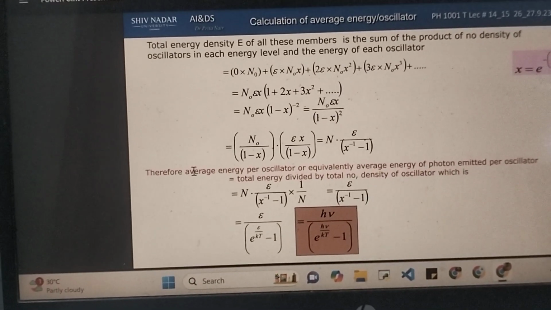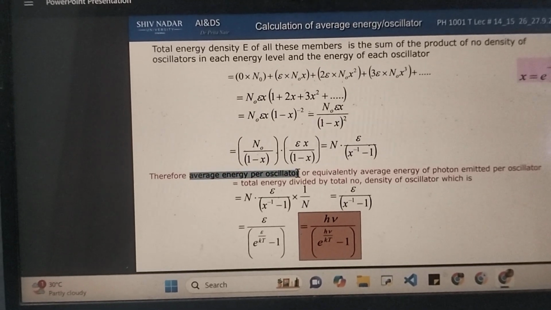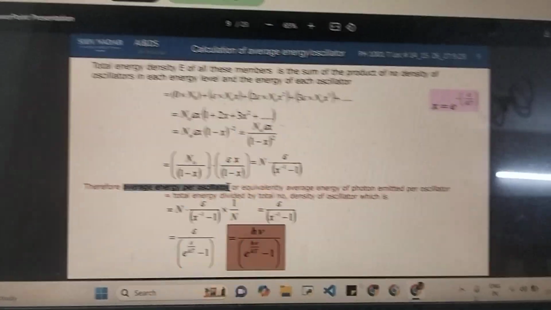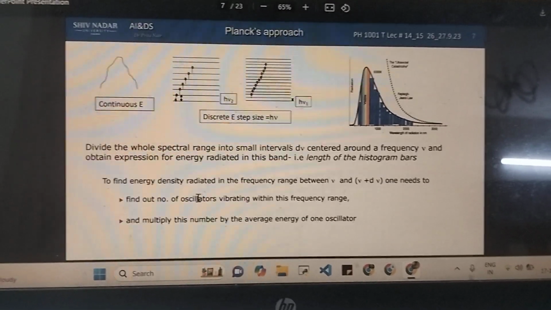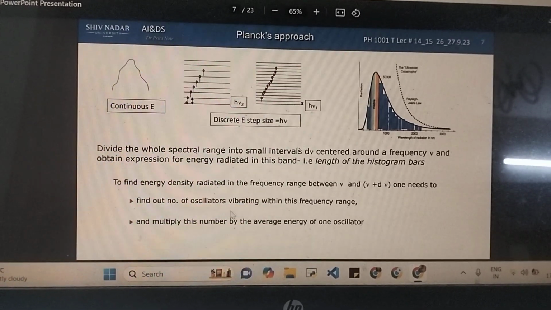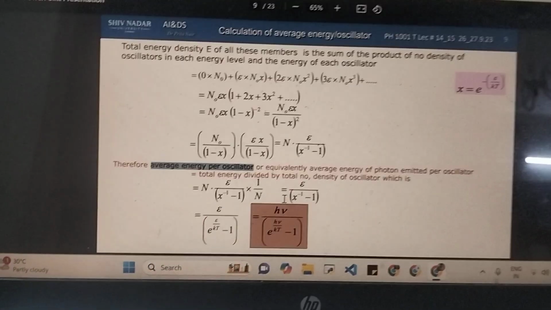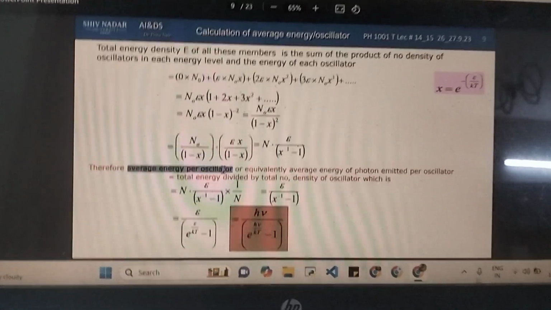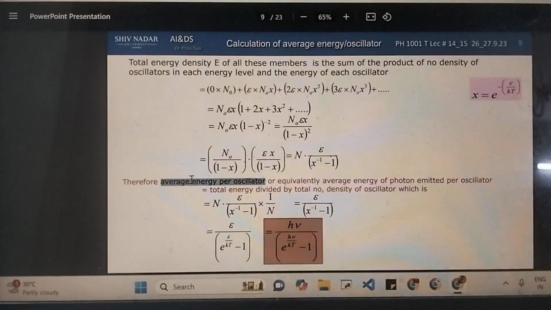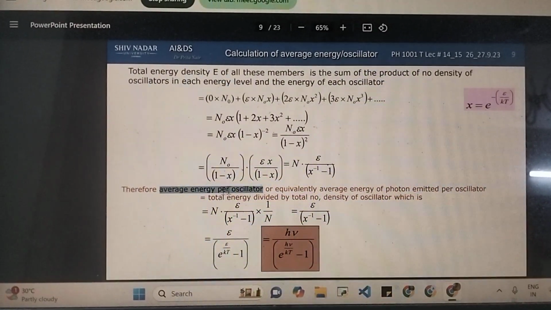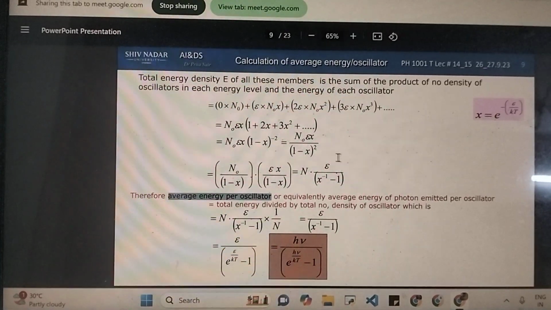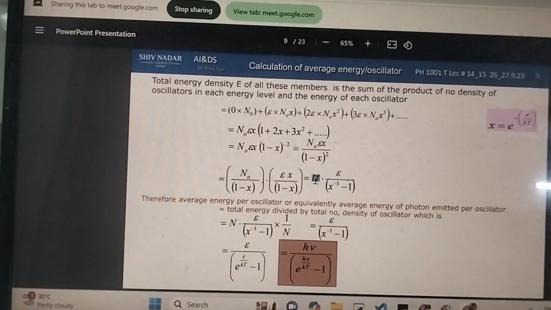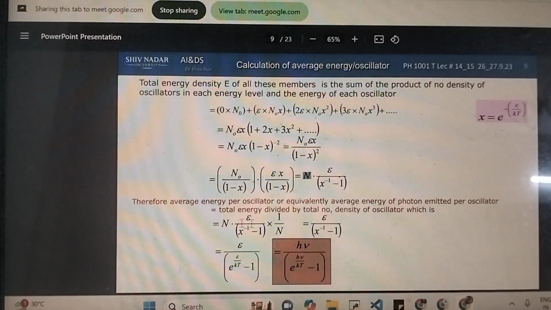Now what he wants to find out is average energy per oscillator. Remember, he wanted to find out two things: average energy of one oscillator and the total number of oscillators. Now we'll first find out average energy per oscillator, and then I'll go back and explain a certain caveat there. So average energy per oscillator is what we need to find out. We know this is the total energy of all oscillators, and we know n stands for the total number of oscillators. So for average energy, we simply divide this by n.